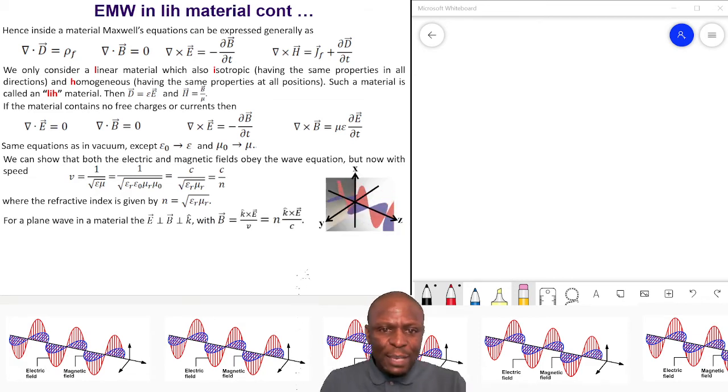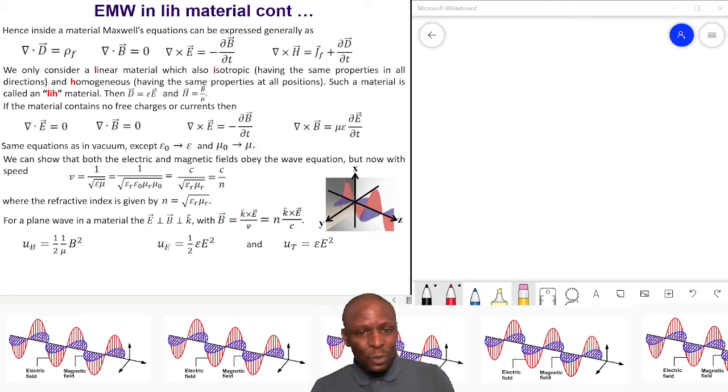Now, for a plane wave in a material, the electric field is perpendicular to the magnetic field and is perpendicular to the direction of motion. For example, this is what I've just shown you. If the red region is the electric field and the blue region is the magnetic field, they are perpendicular to each other and they are also perpendicular to the direction of motion. Of course, the electric field and magnetic field will never be in the same direction, because the magnetic field is the propagation direction cross E. If B is in x, the electric field will be in y if the direction of propagation is in z. So that's what I also wanted you to see.